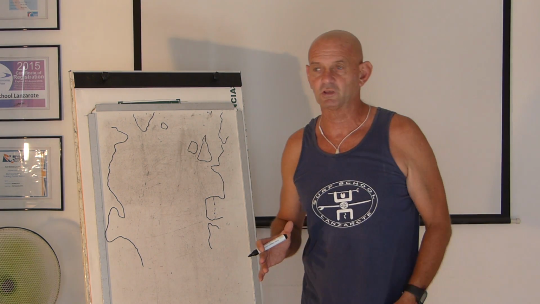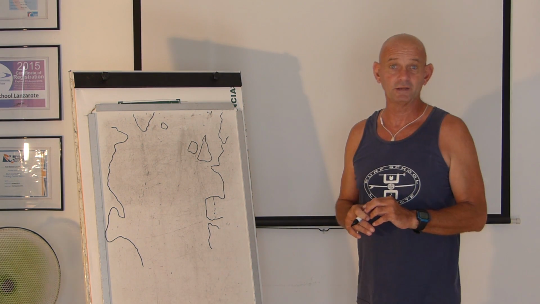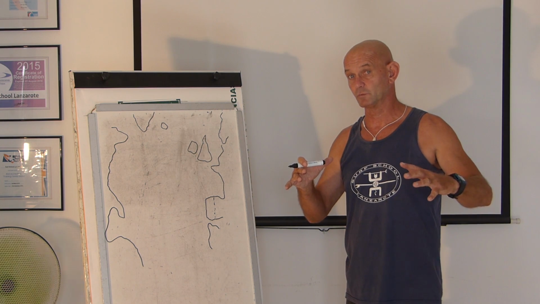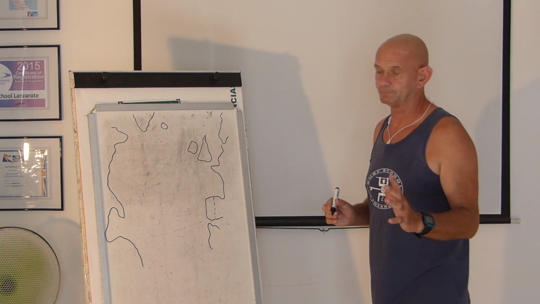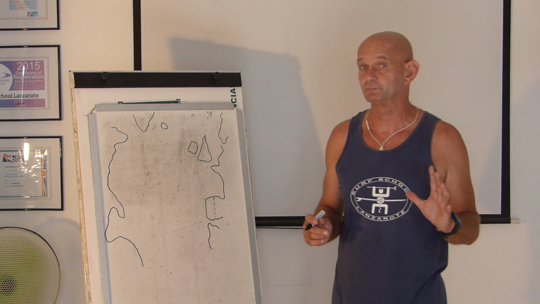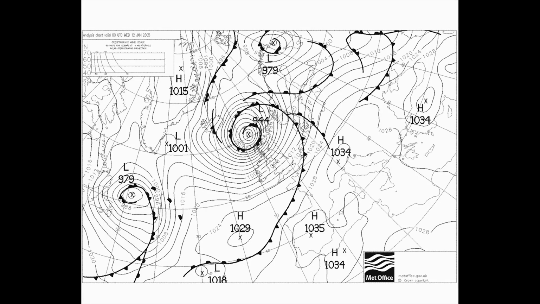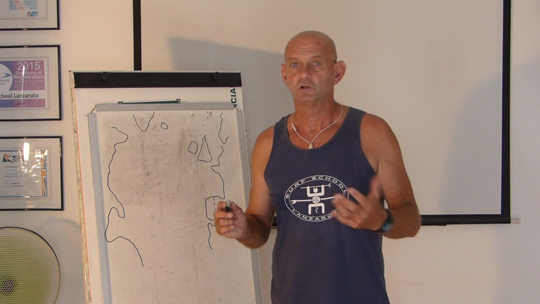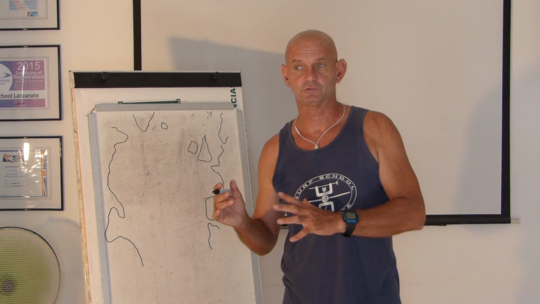So waves are formed, as we said in that talk, by wind, by a transference of energy of the wind. And we show that wind in pressure systems on a synoptic chart. And those pressure systems look like kind of dartboards. Low pressures and high pressure systems.